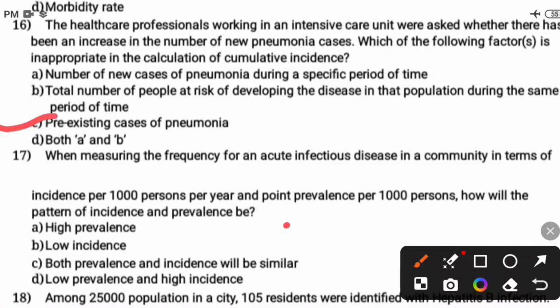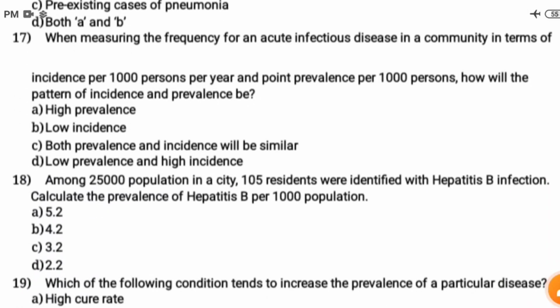Okay. When measuring the frequency of an acute infectious disease in a community in terms of incidence per 1000 per year and point prevalence per 1000, how will the pattern of incidence and prevalence be? High prevalence and low incidence, both prevalence and incidence will be similar, or low prevalence and high incidence. So the best answer here is low prevalence and high incidence.